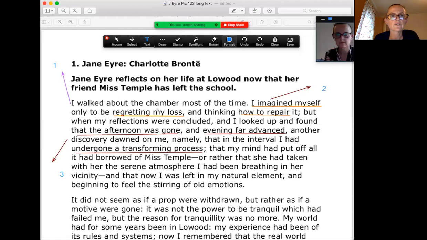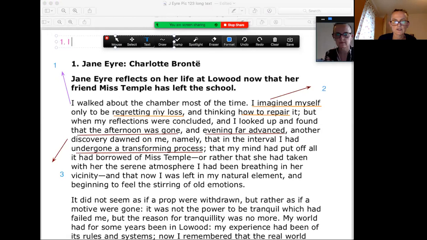Sorry, I'm just going to my annotation tool up the top here. So if we say to one, who is shown in the text? Well, we've got an I is shown in the text. So an I is shown in the text. Sorry, Saturday typing. Okay. And then my number two is what?